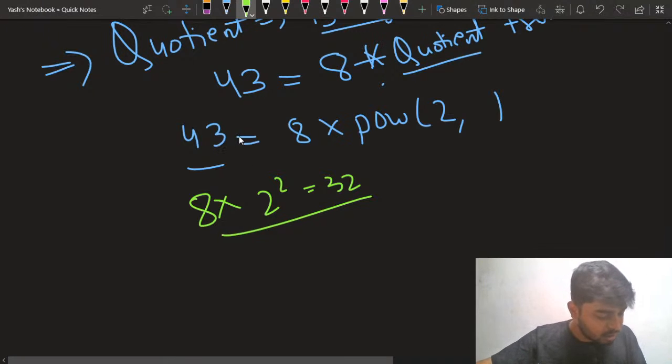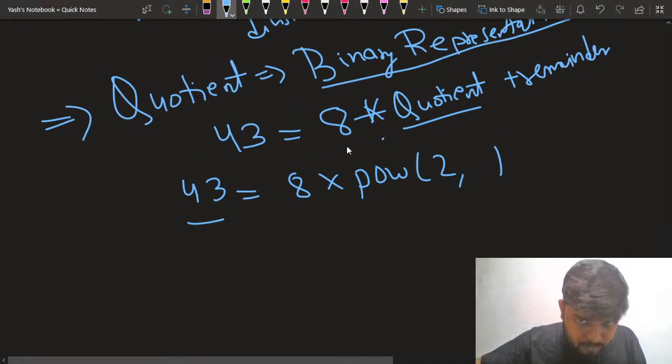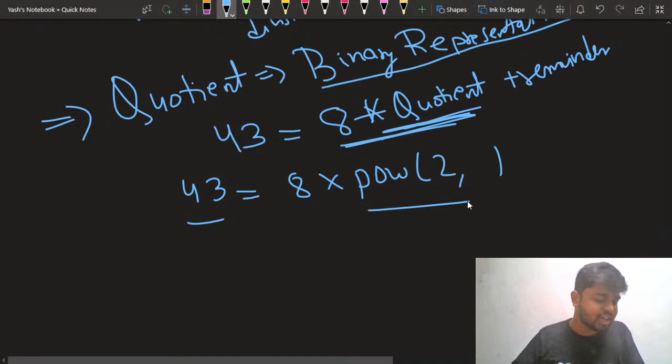This is my first part. Not 2 to the power 5, because you are multiplying by 8 as well, right? You are representing the quotient. What do you do? 8 into quotient. That is why we are trying to figure out the quotient. That is why you represent a number in this form: 8, the number, into the divisor, into the quotient, plus the remainder. So we are trying to figure out the quotient. That is why not 2 to the power 5.